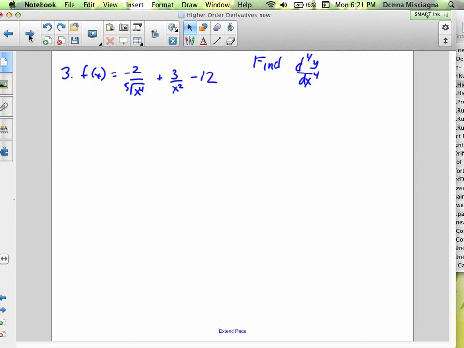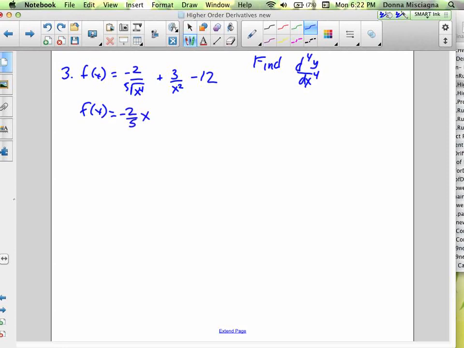All right, so here we want to take the fourth derivative, a little bit harder, and we have a little bit harder function, because the first thing we have to do is change those radicals to be exponents. So f of x equals negative 2/5 x to the, oh, excuse me, that's not a 5 in front, that's a fifth root. I misread that. So negative 2x to the 4/5 power plus 3x to the negative 2 power minus 12.